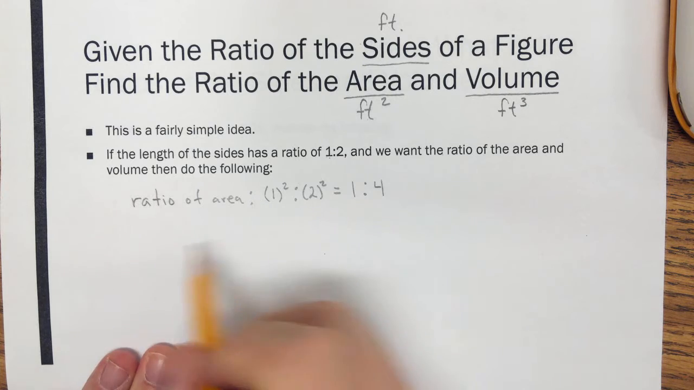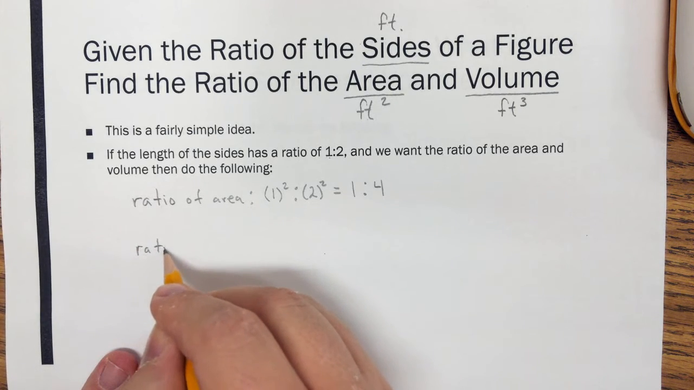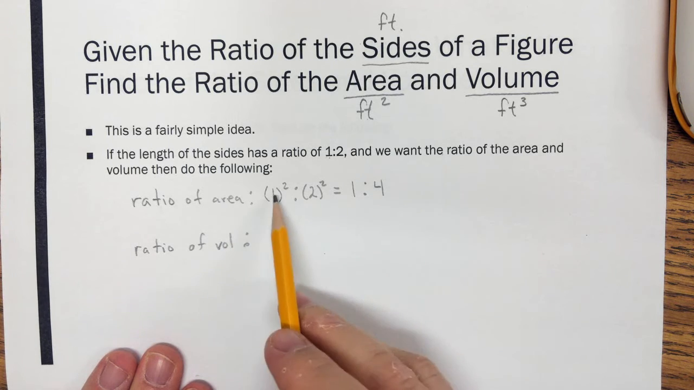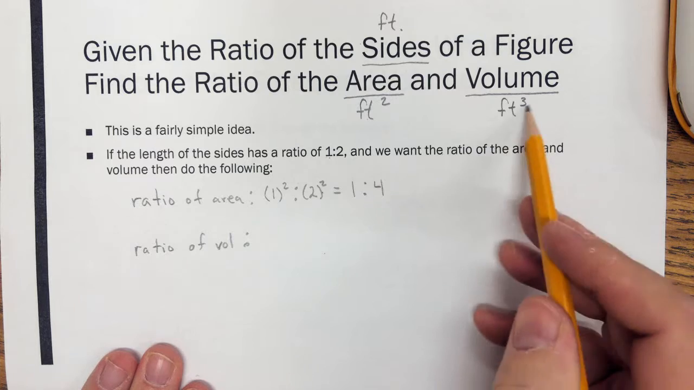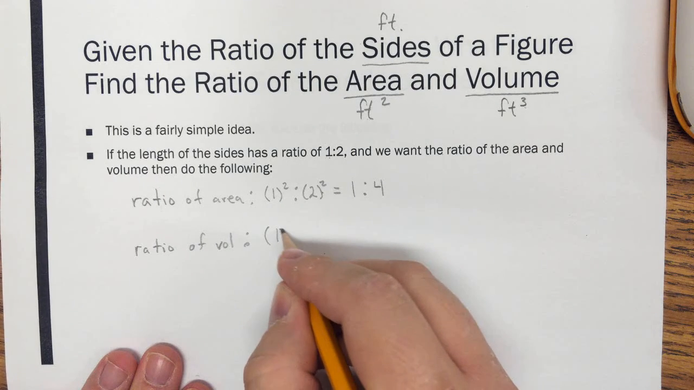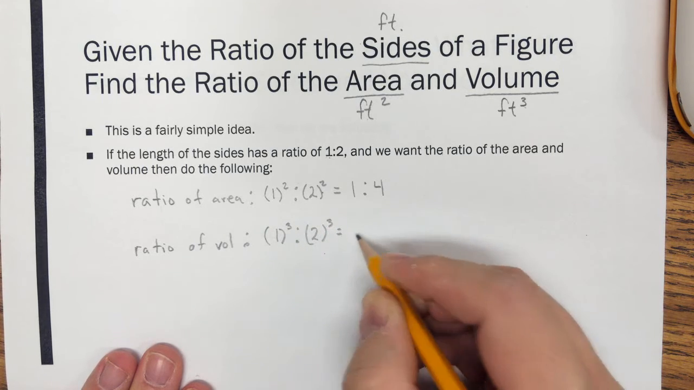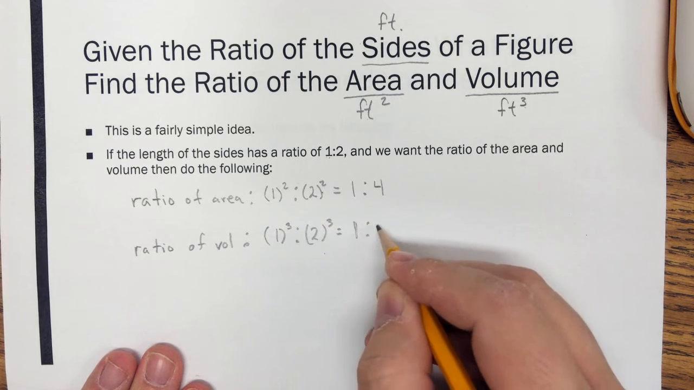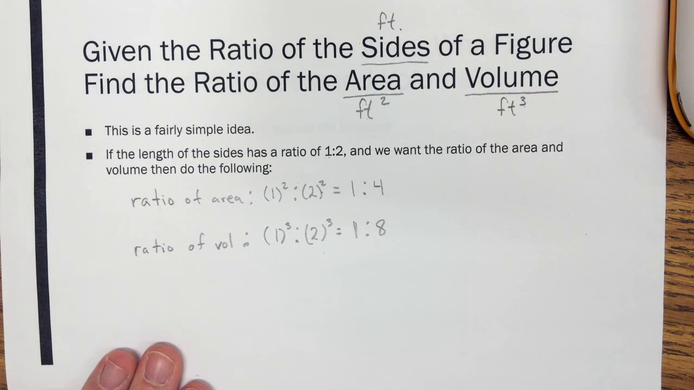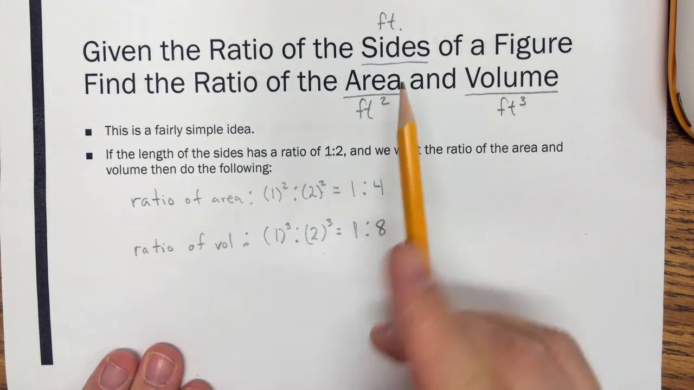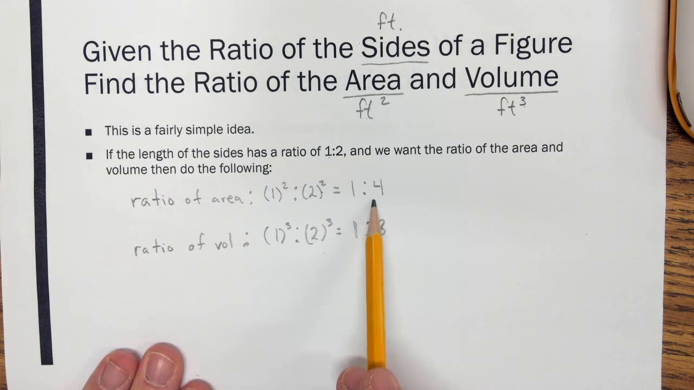If I'm looking for the ratio of the volume, then ratio of volume, instead of squaring it, I'm going to go one higher and I'm going to cube it. So 1 cubed, 2 cubed. That's going to be 1 to 8. That's all we're doing. Given the length of the sides as a ratio, the ratio of the sides, we just square the ratio to get the area and cube it to get the volume. Okay?